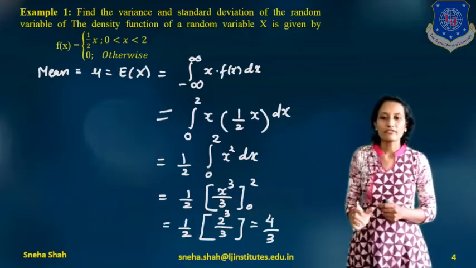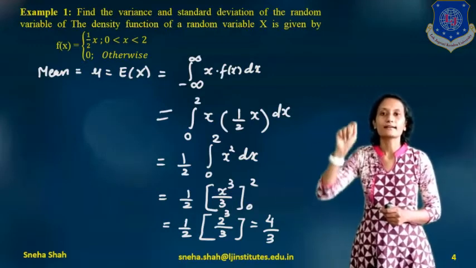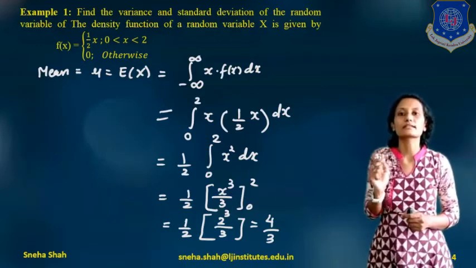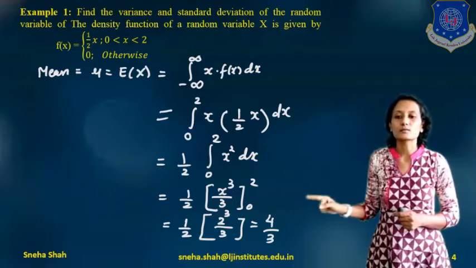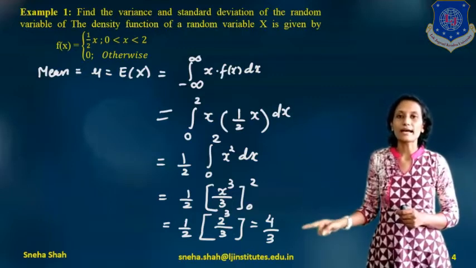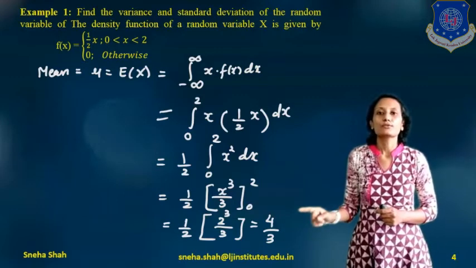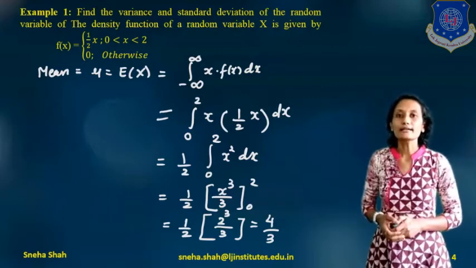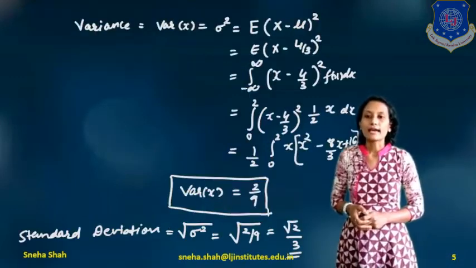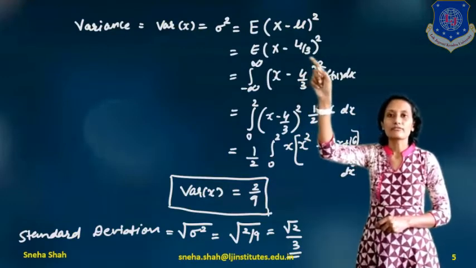So the term will be like this, 1 by 2 x cube by 3, and the range will be 0 to 2. Now if I simplify this, with the higher range minus the lower range, it will be represented as 1 by 2, 2 raised to 3 by 3. Now from this, it will give you the final answer as 4 by 3. Now we have to find the value of variance.